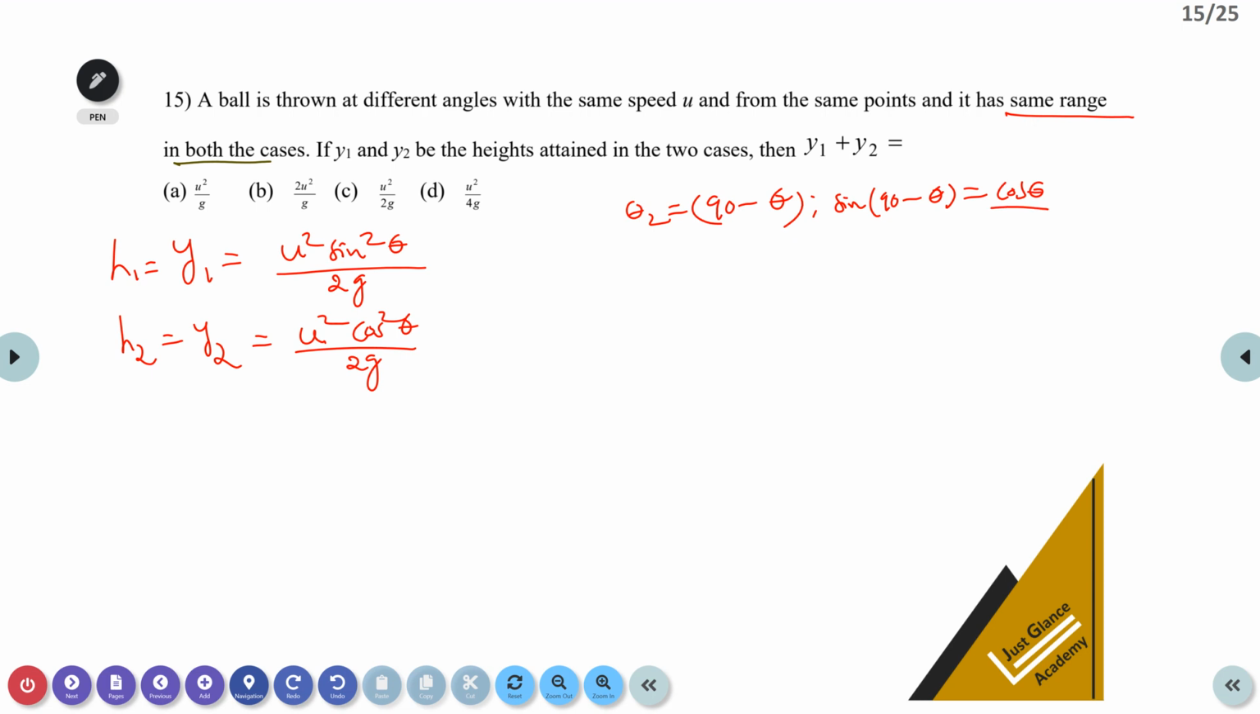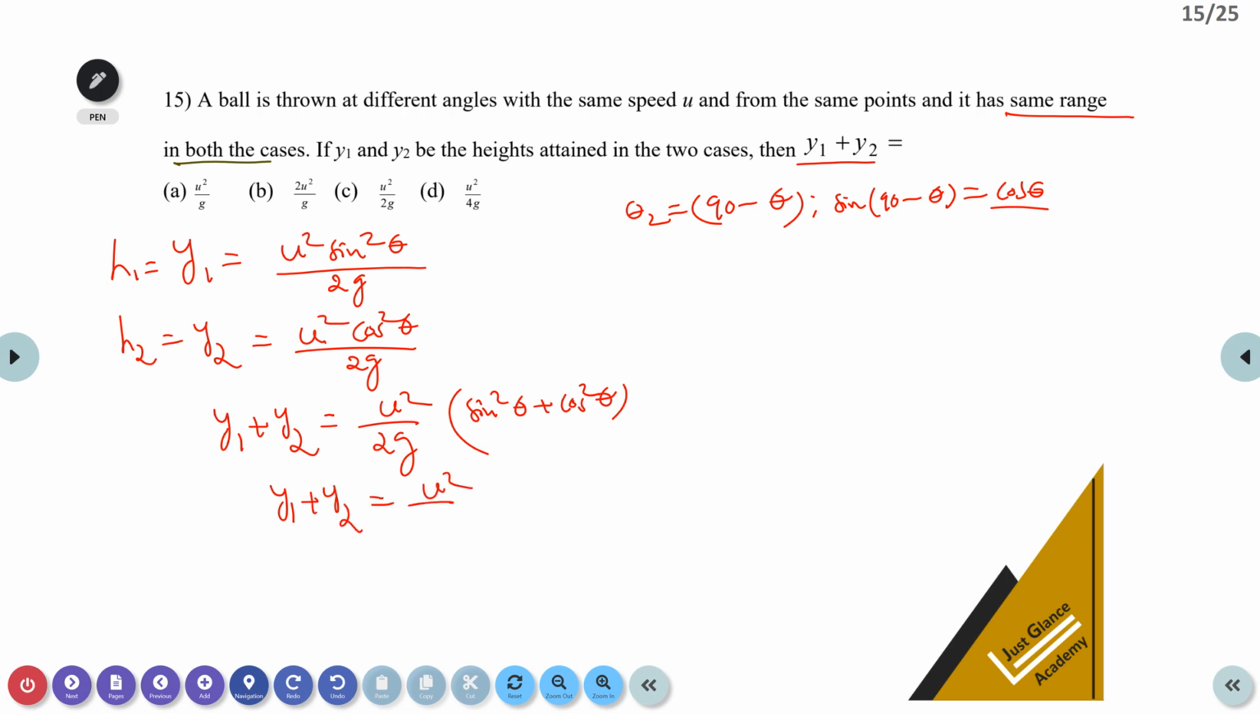He is asking for the sum now. You sum it: y1 plus y2 equal to u square by 2g into bracket sine square theta plus cos square theta. Sine square theta plus cos square theta equal to 1. So y1 plus y2 equal to u square divided by 2g. This is the right choice.